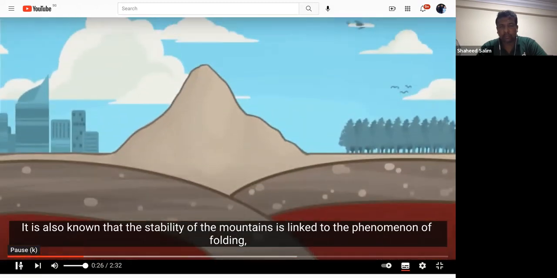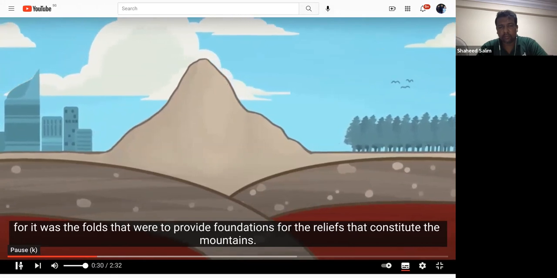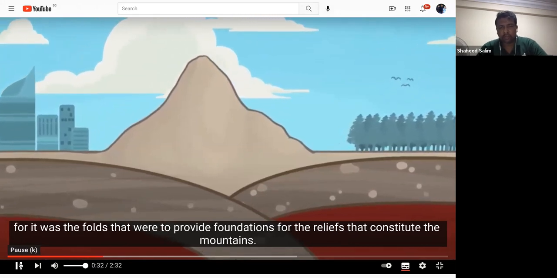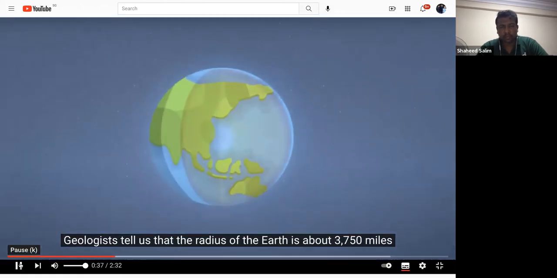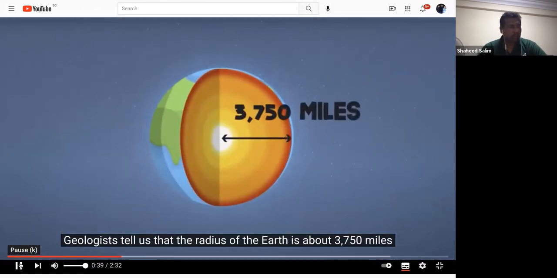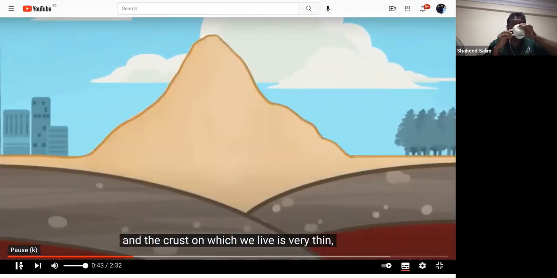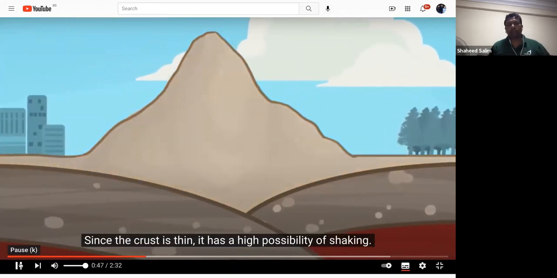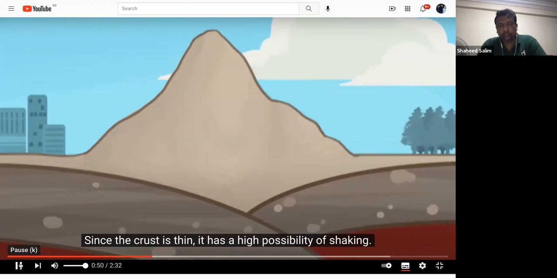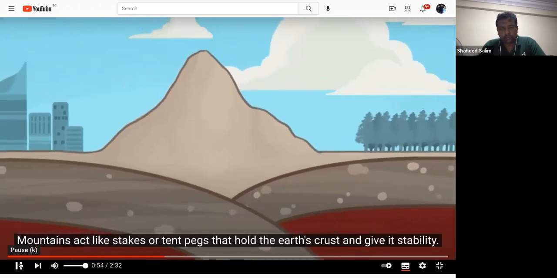It is also known that the stability of the mountains is linked to the phenomenon of folding, for it was the folds that provided the foundations for the reliefs that constitute the mountains. Geologists tell us that the radius of the Earth is about 3,750 miles, and the crust on which we live is very thin, ranging between 1 and 30 miles. Since the crust is thin, it has a high possibility of shaking. Mountains act like stakes or tent pegs that hold the Earth's crust and give it stability.